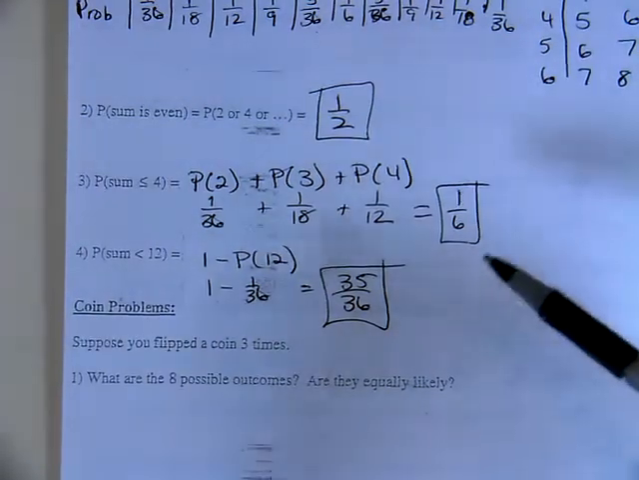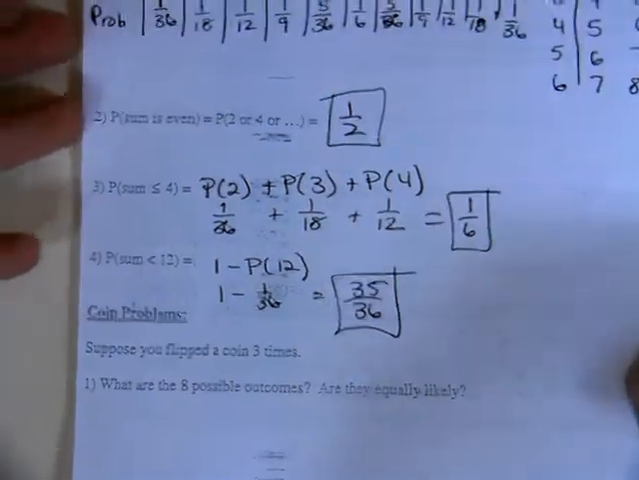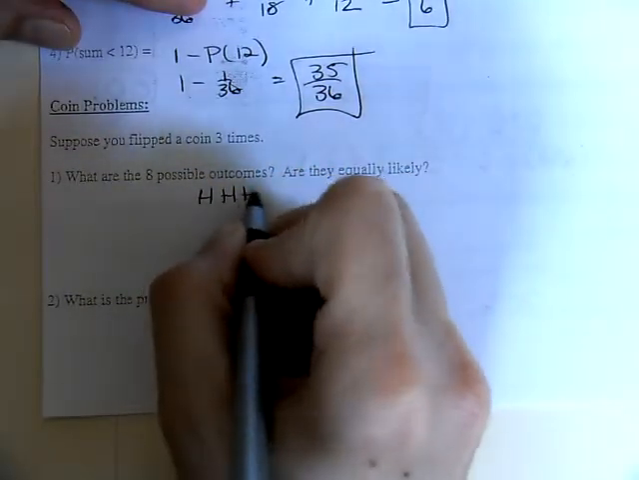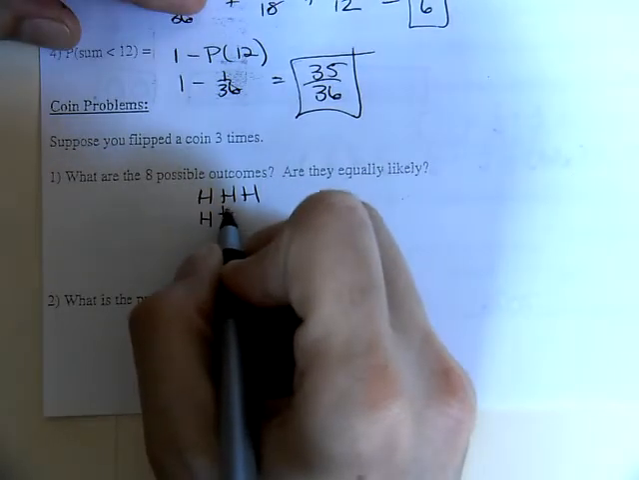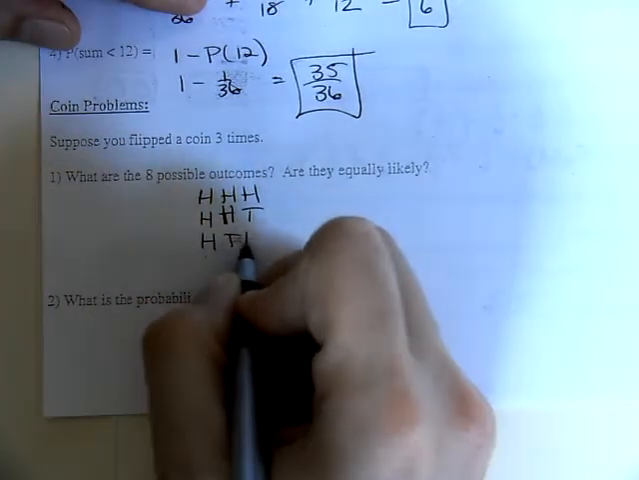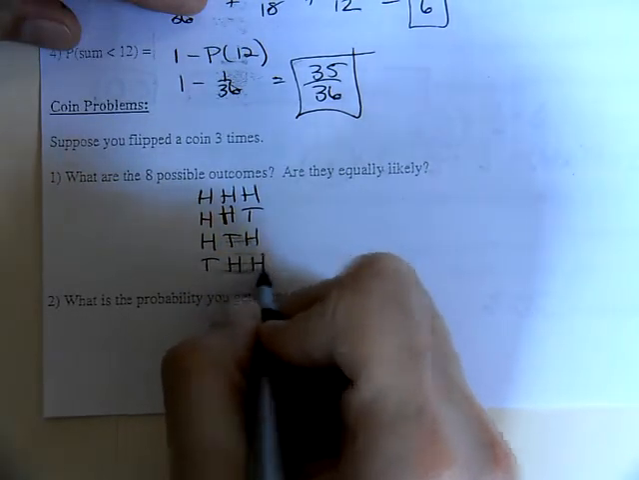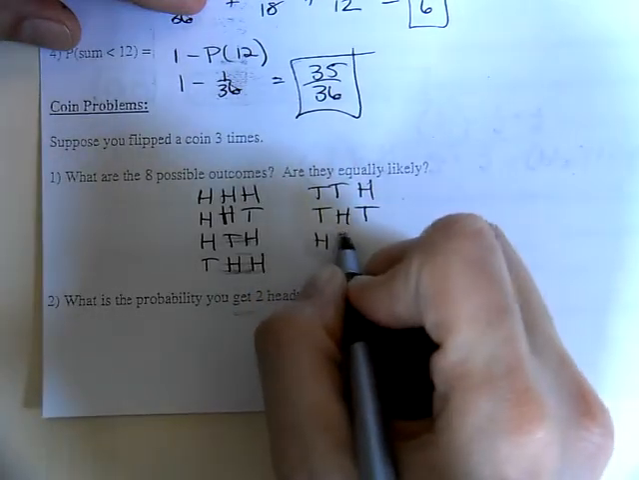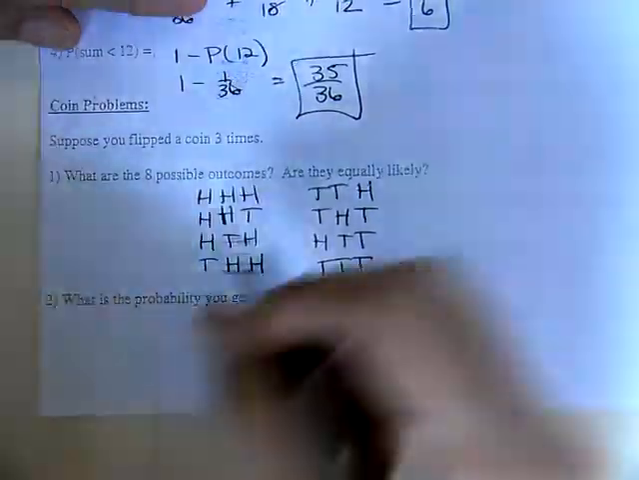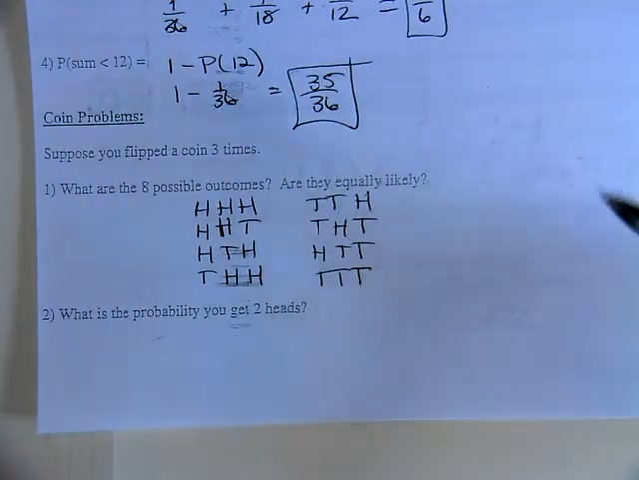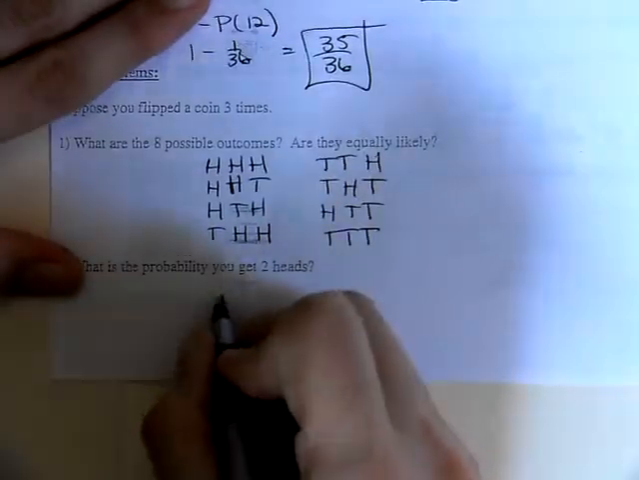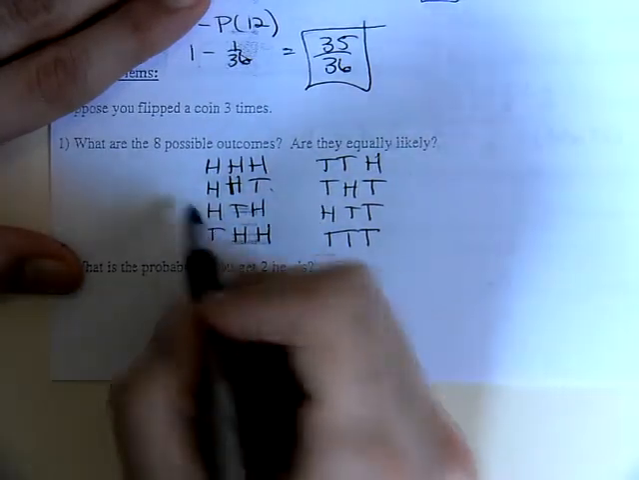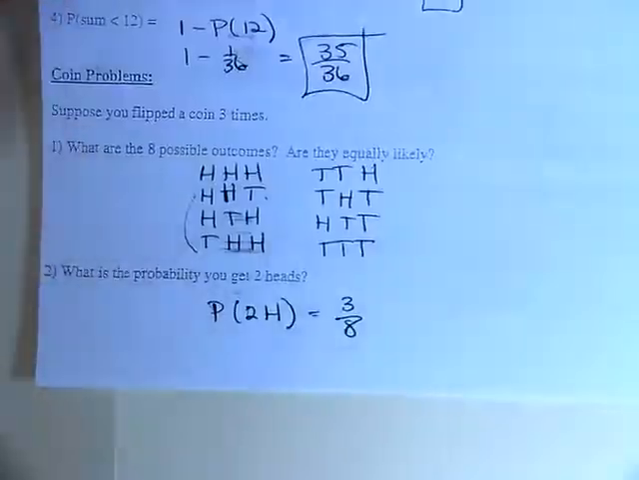So we use coin problems a lot. Suppose you flip a coin 3 times. What are the 8 possible outcomes? So again, we could have heads, heads, heads, heads, heads, tails, heads, tails, heads, tails, heads, heads, 2 tails and a head in any one way, or all tails. Are these all equally likely to happen? At this point, yes. So the probability that I get 2 heads when I flip a coin 3 times, there's 3 ways that can happen. So that would be 3/8.